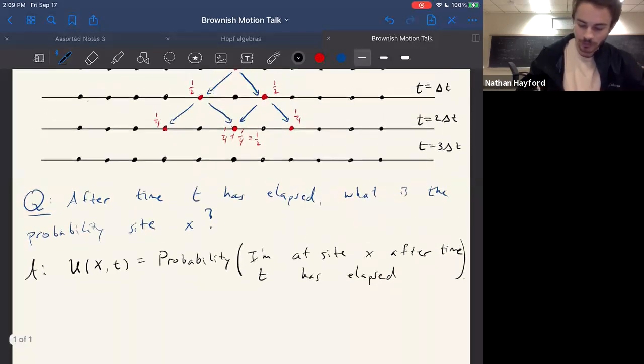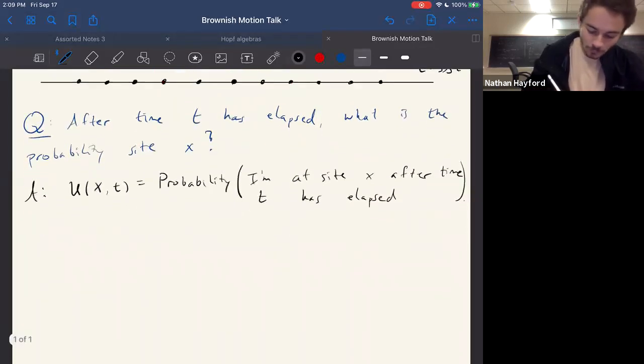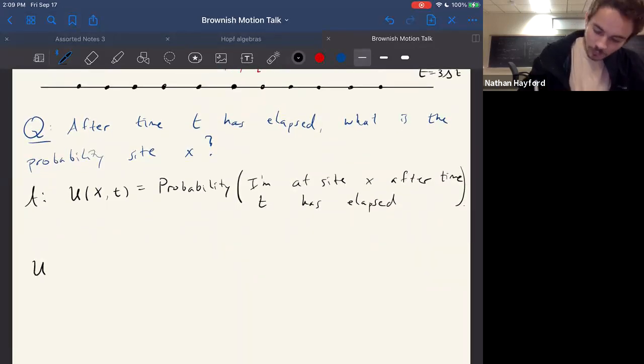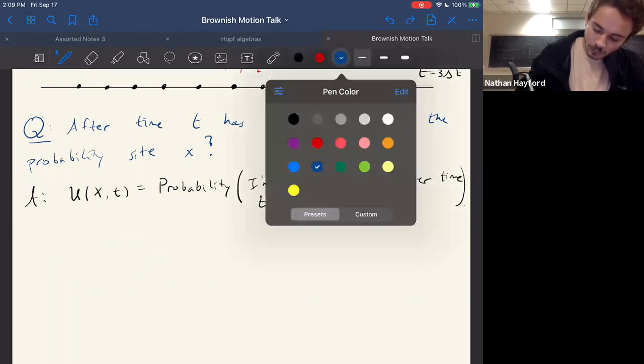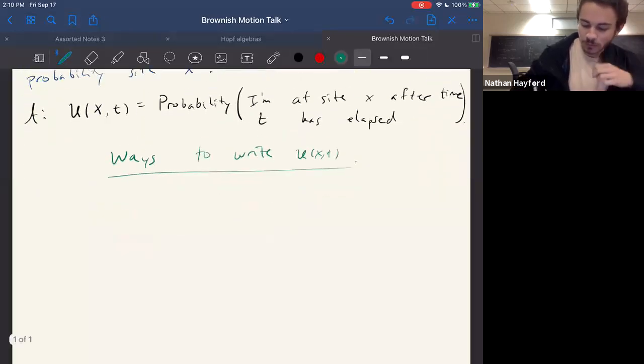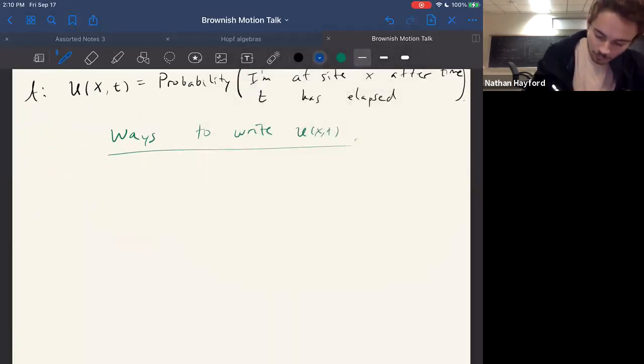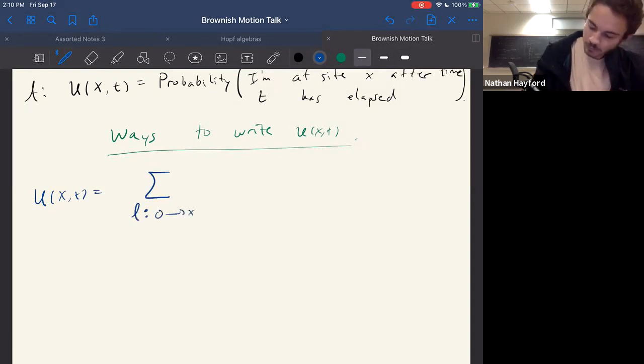So the first way, which I claim is maybe the least useful, but sort of the most intriguing, is that I can write u of x and t. So let me label this: ways to write u of x and t. And then we'll talk about its properties. So, different ways to write u of x and t. Well, one way, which is, again, probably the most intriguing but the least useful, is I can write u of x and t as the sum over all paths L from 0 to position x.